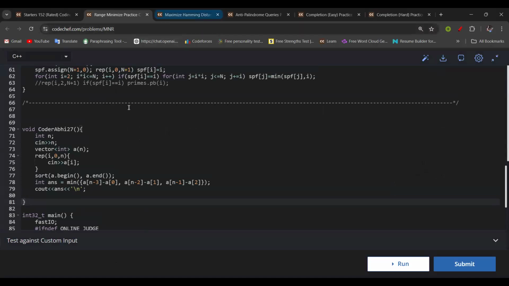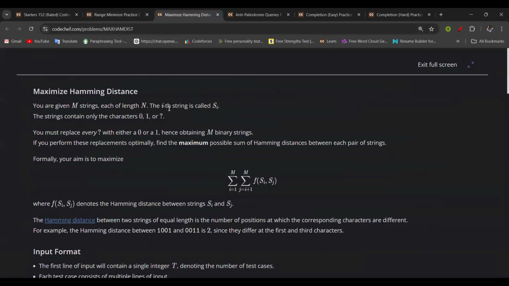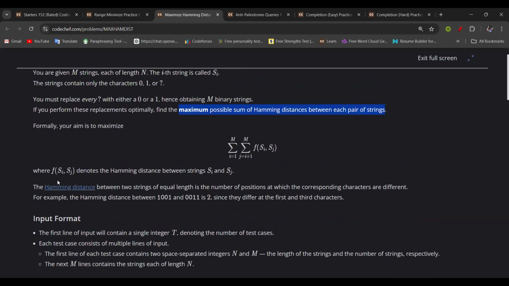Second problem. Okay, maximum Hamming distance. So you are given m strings, each of length n. The ith string is called Si. The strings contain only the characters 0, 1, or question mark. You must replace every question mark with either a 0 or a 1, and hence obtain m binary strings. If you perform these replacements optimally, find the maximum possible sum of Hamming distances between each pair of strings, and the definition of Hamming distance is given.